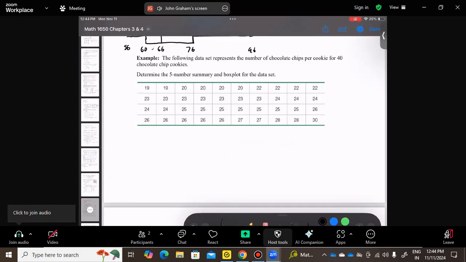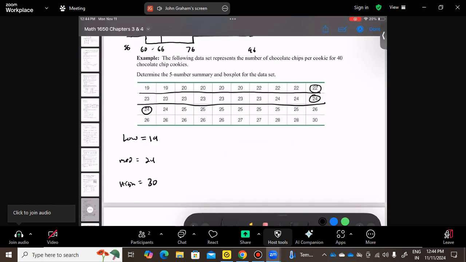We'll look at the 5-number summary. The low value is 19. The high value is 30. And then we're going to cut this in half. And our median is 24. And then we're going to cut the top in half. It helps when they're equally spaced like this. 22 and 23, so Q1 is 22 and a half. And we'll cut this bottom in half. 26 and 26, so Q3 is 26.